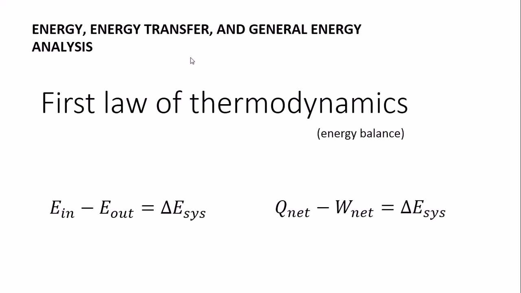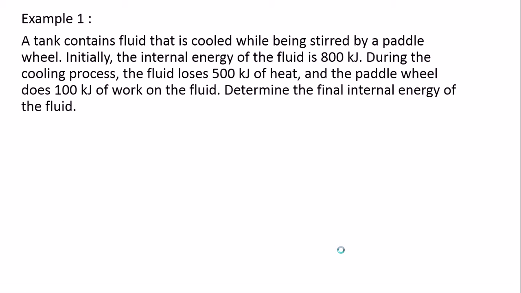So there are two formulas in this case. E in minus E out equals delta E of system, and another one: net heat transfer minus the net work transfer equals delta E of system. The tip here is that for the first one you can just use the direct substitution method, which is better and easier. For the second one you need to consider the positive and negative signs of the work and the heat to avoid positive-negative sign mistakes. So we go to the example directly.